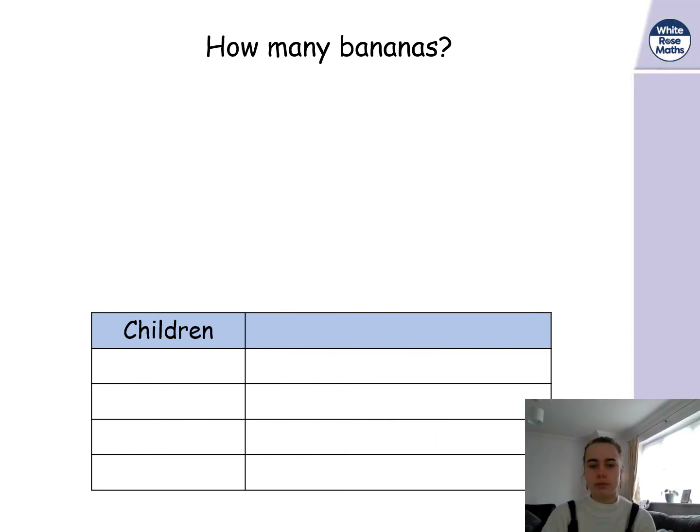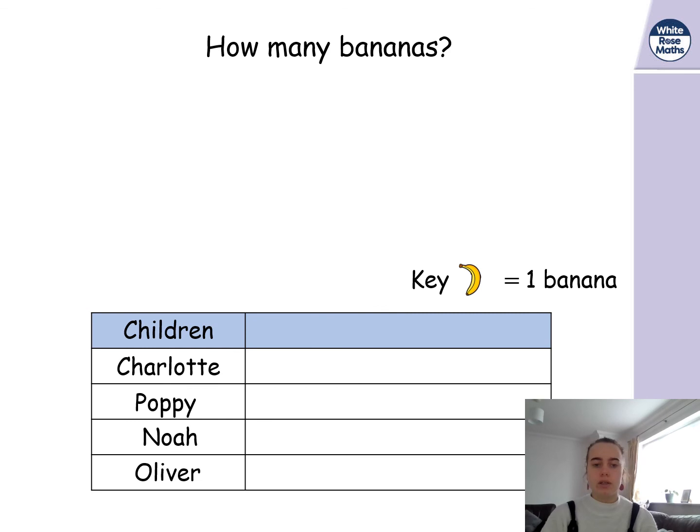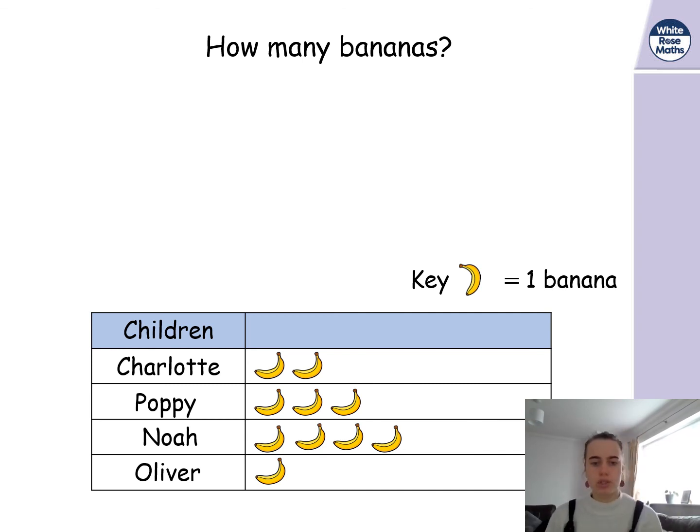Now same again, looking at how many bananas, we've got the same key. So a picture of 1 banana equals 1 banana. So we've got Charlotte, Poppy, Noah and Oliver. There you go. How many bananas does Charlotte have? She's got 2. How many does Poppy have? She's got 3. And how many does Noah have? He's got 4. And how many does Oliver have? He's got 1. How many are there in total? You can count up using the pictures. We've got 2, 4, 6, 8, 9 and 10. So we've got 10 bananas all together.